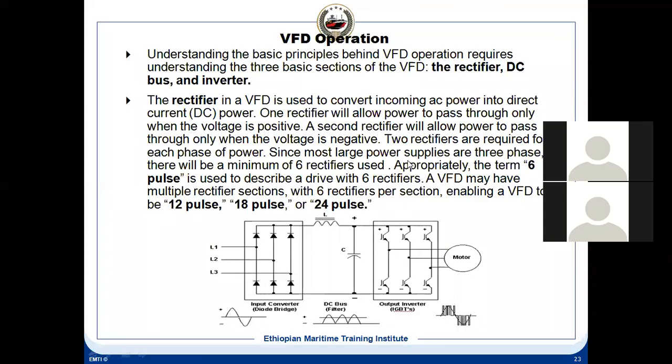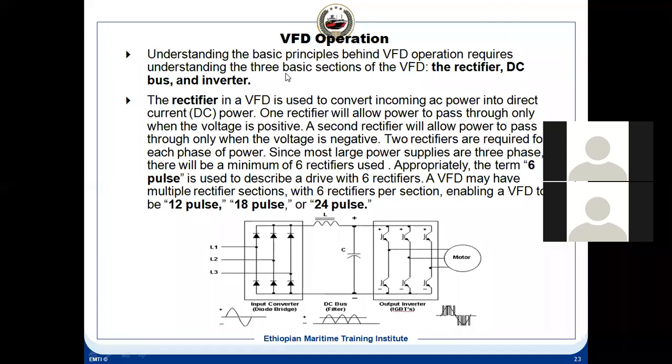So most large power supplies are 3-phase. There will be a minimum of 6 rectifiers. How many rectifiers are here? You can see 1, 2, 3, 4, 5, 6. So we call it 6 pulse. It should be very clear to you. When you say 6 pulse, what does it mean? What is 12 pulse? What is 24 pulse? 6 pulse means 6 rectifiers.